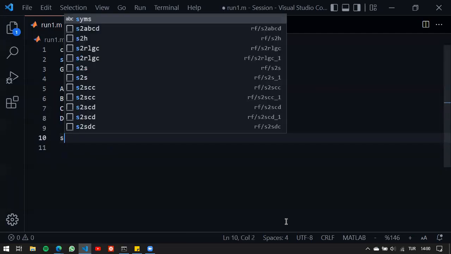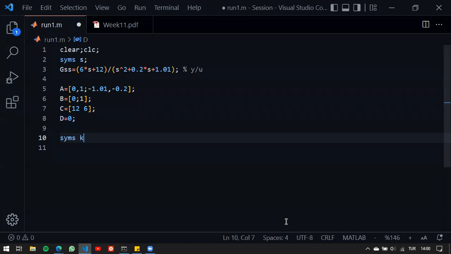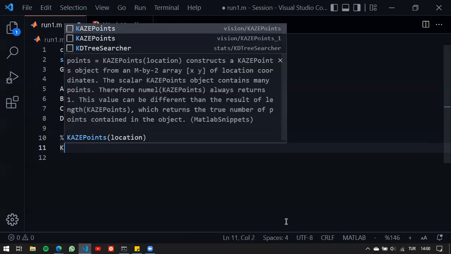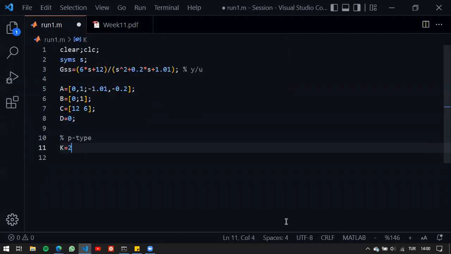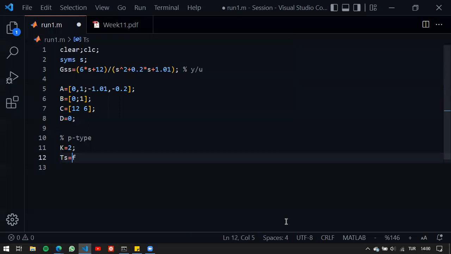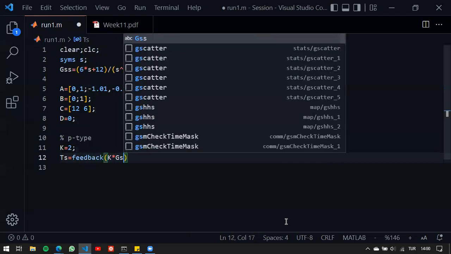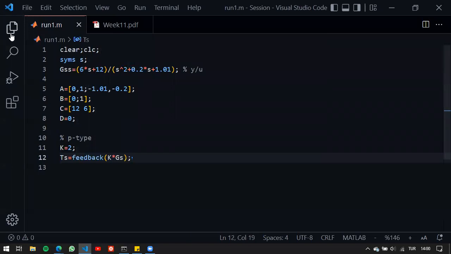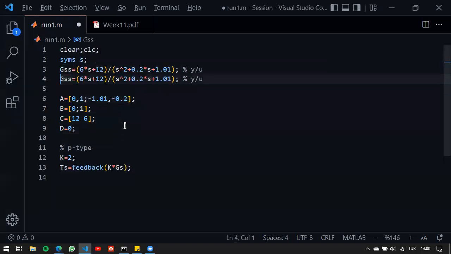If I want to, for example, design a certain controller for it, let's design a P-type controller. I'm not really choosing the poles here, I'm just going to come up with a gain. Let's say the gain should be equal to 2 for some reason. Then I can just look for the closed loop transfer function, feedback, and that would be then k times G(s). So do we have G(s)? I think not. Yeah, let's define it.